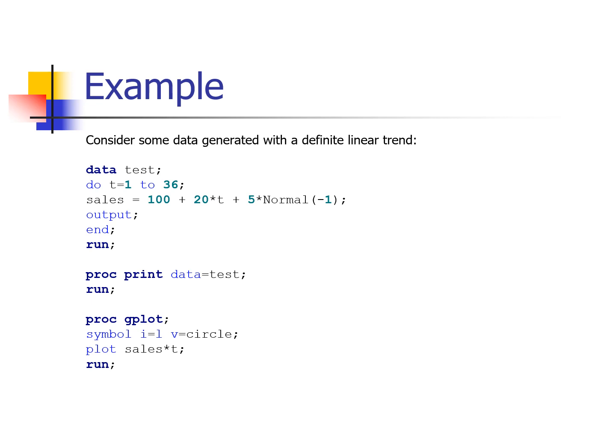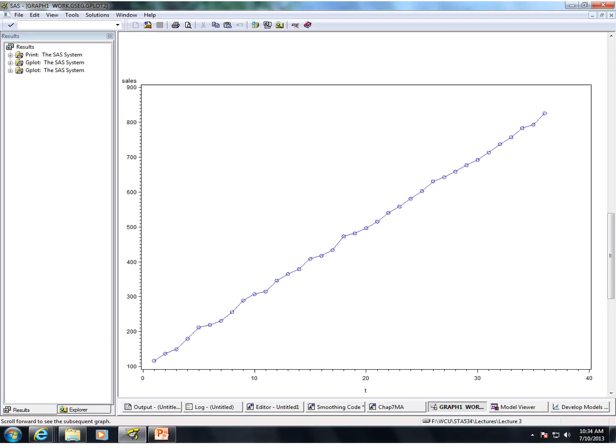Right? So y-intercept of 100, slope of 20, 36 observations. Okay. And look, there it is, right? So what was our y-intercept? Our y-intercept was 100, so that looks right.